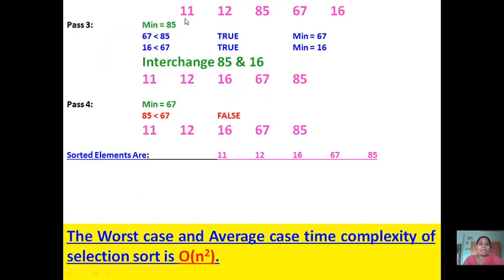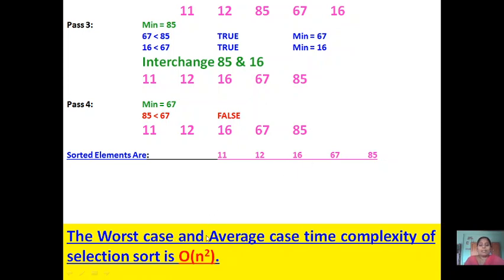In the third pass, because these two elements are already in sorted order, you will consider 85 as the minimum element in the list. Now you are going to compare with 67, but 67 is less than 85, so you will say 67 is the minimum element. Now you are comparing 67 and 16, but 16 is less than 67, so you will say the minimum element is 16. Now you have to exchange 85 and 16. So all three elements are already in sorted order and these two are unsorted. Now we will consider 67 as the least element and you are comparing with 85. 85 is greater. So the list of elements is in sorted order.